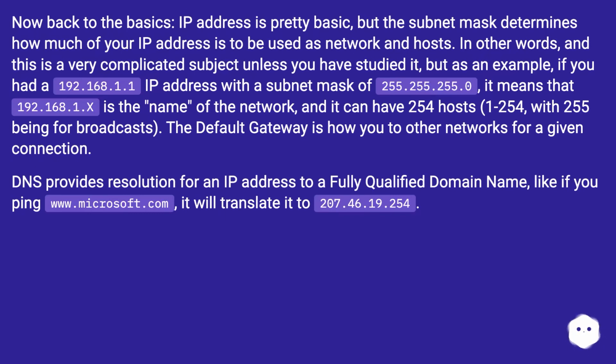DNS provides resolution between an IP address and a fully qualified domain name, like if you ping www.microsoft.com, it will translate it to 207.46.19.254.